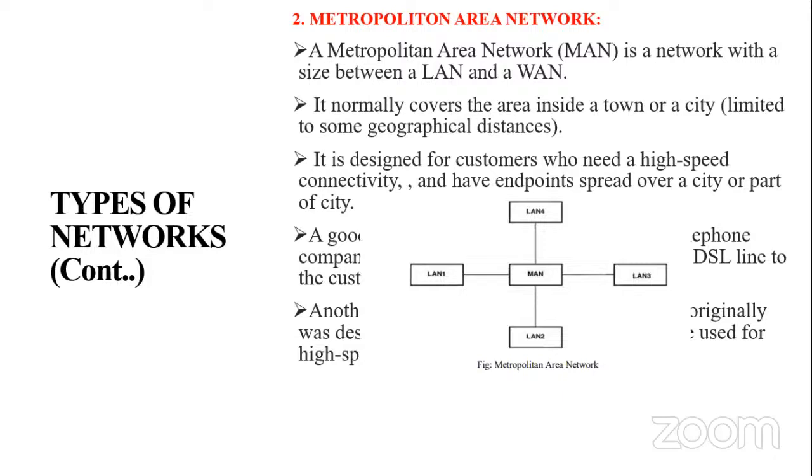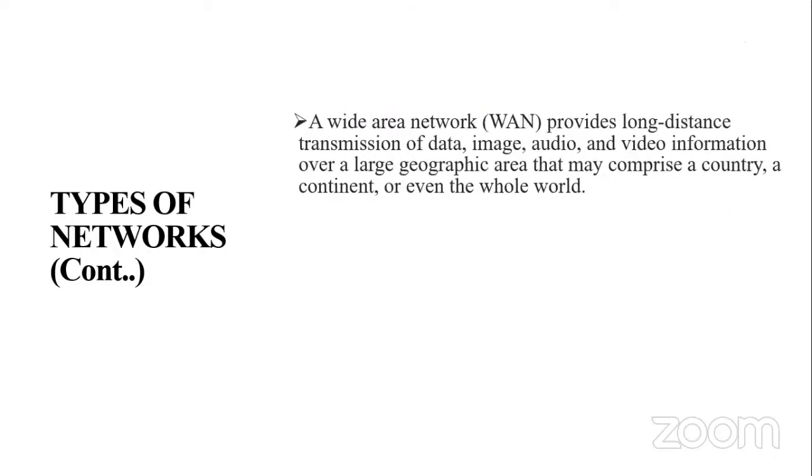And this is the picture of a MAN. You can define it in a different way. What do you mean by a MAN, metropolitan network? A network within a city or a town will be called a metropolitan area network, or a collection of LANs will also be called a metropolitan area network. If we have the connection between two or more LANs, that will be called a MAN, metropolitan area network.